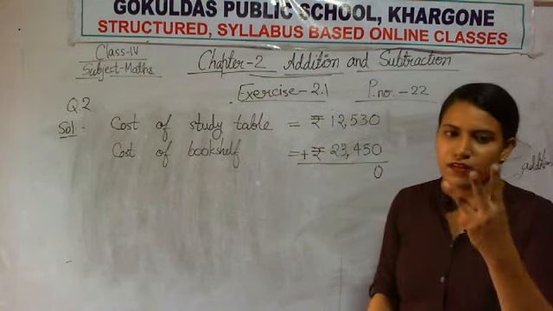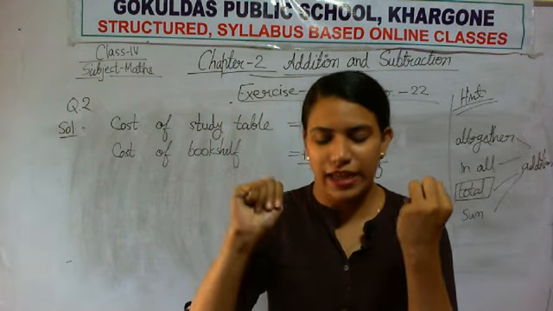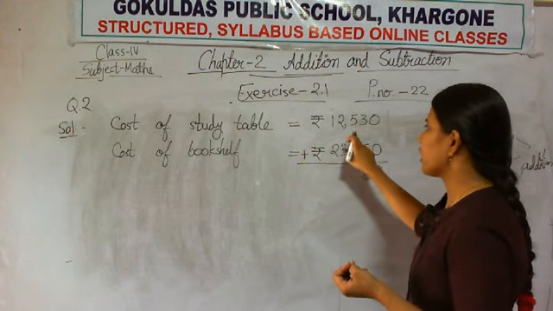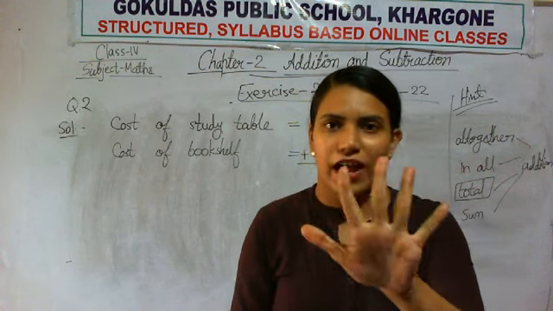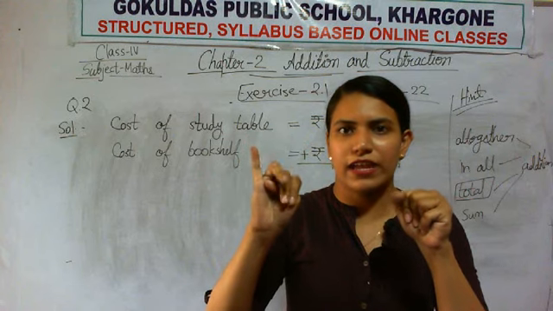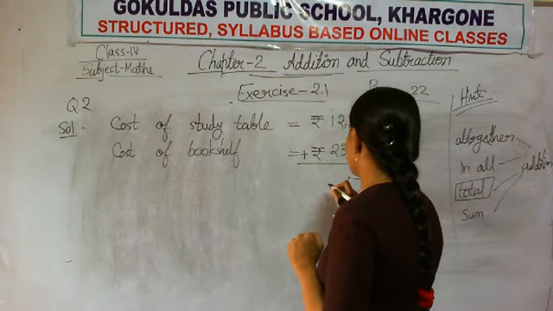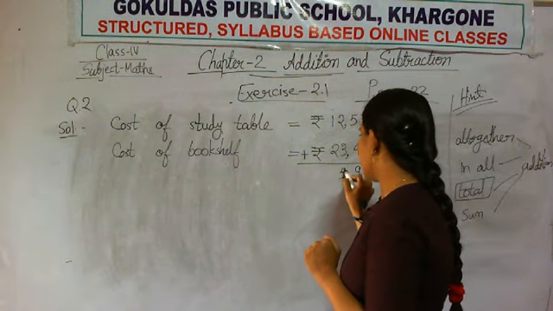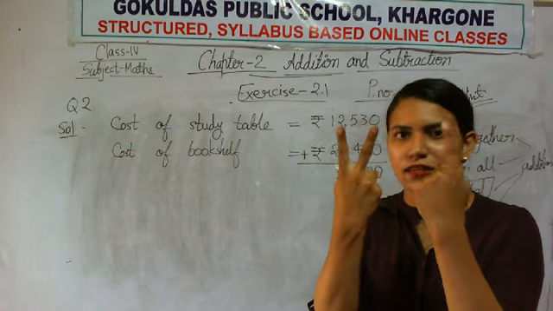3 plus 5. 1, 2, 3, 4, 5, 6, 7, 8. How much? 8. Next column, 5 and 4. Now add 5 and 4. 1, 2, 3, 4, 5, 6, 7, 8 and 9. So write 9 over here. 2 plus 3 is 5. Very good. 1 plus 2. How many? 3.